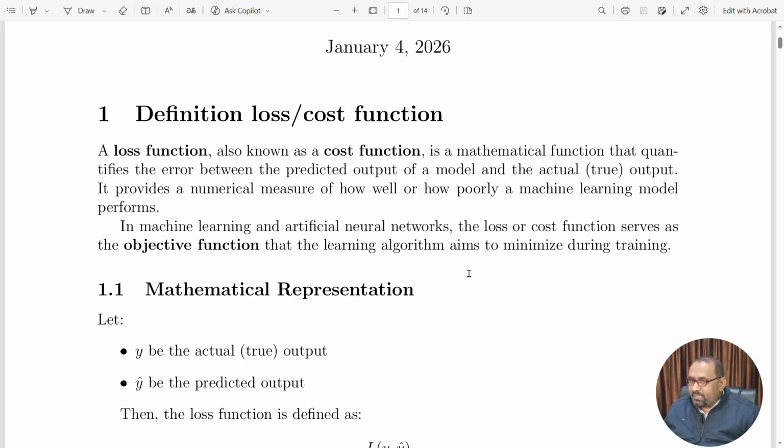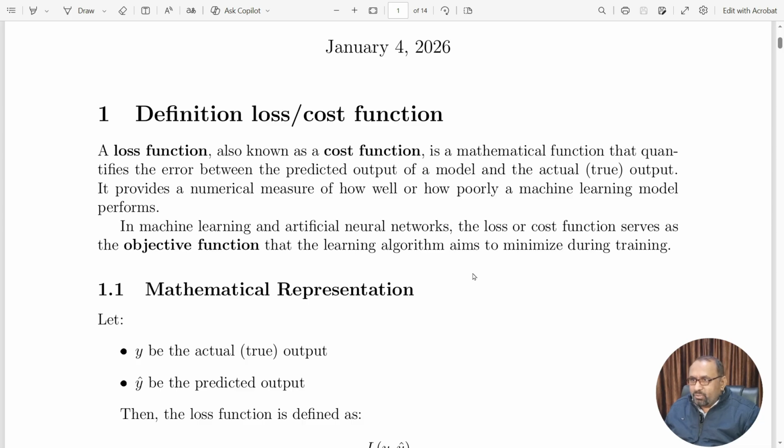Note this point, whenever the term objective function is used anywhere in the coming sessions: the objective function is the loss or the cost function that the learning algorithm aims to minimize during training. Actually, the cost function is the difference between the actual value and the predicted value, and our main objective is to reduce this error.